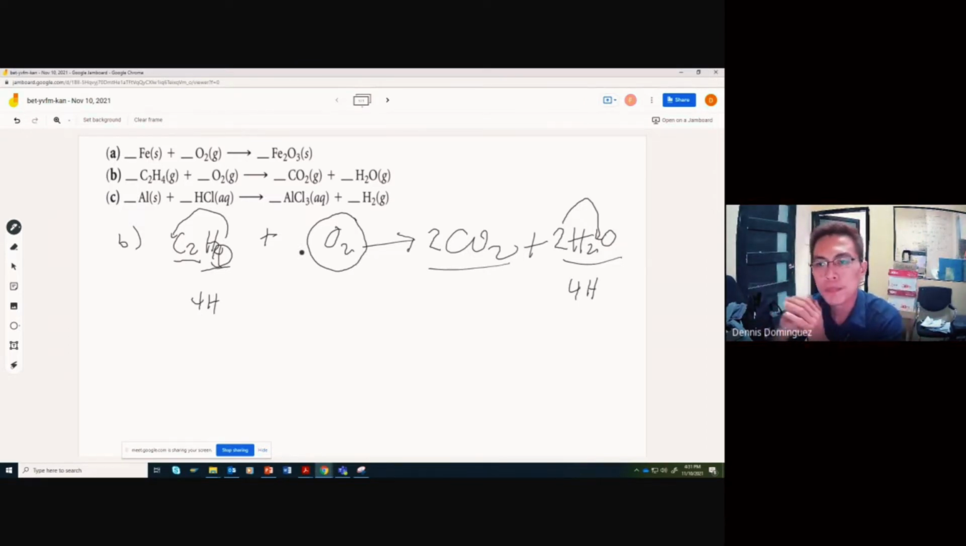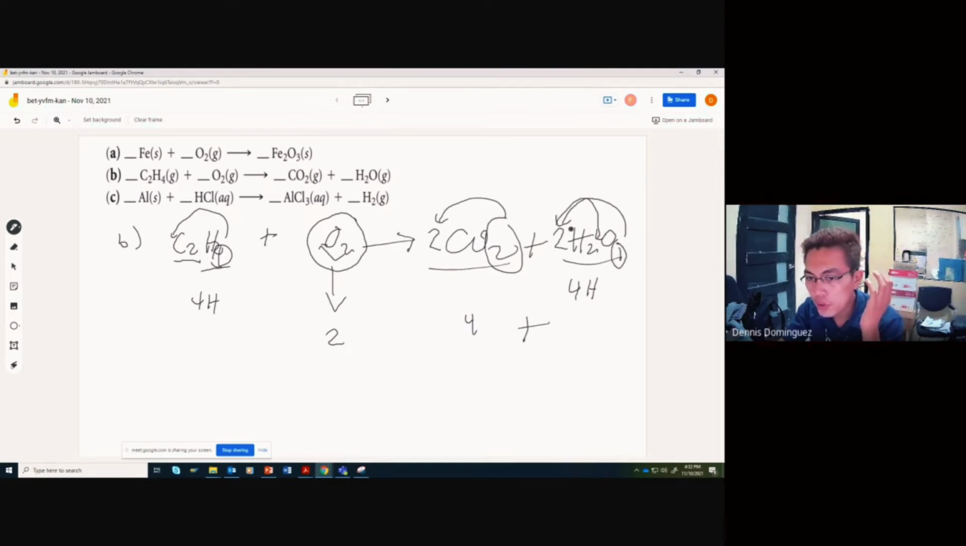Correct? Balanced? Now, what you need to balance again is your oxygen. For the reactant side, your oxygen is 2 times 1, so that is 2. In your product side, you have 2 times 2, you have 4, plus the oxygen here, you have 1 times 2, that's 2. So, equal to 6. Right? 4 plus 2 is 6.